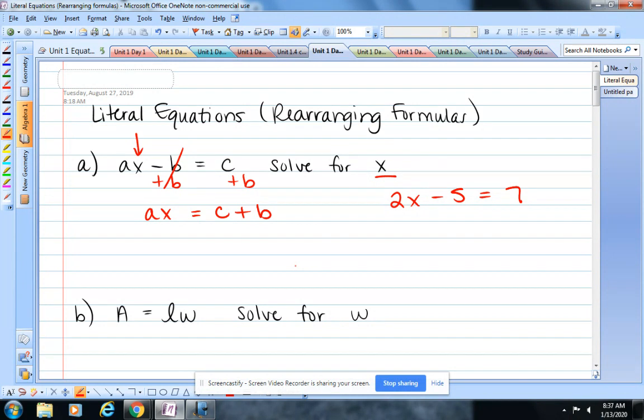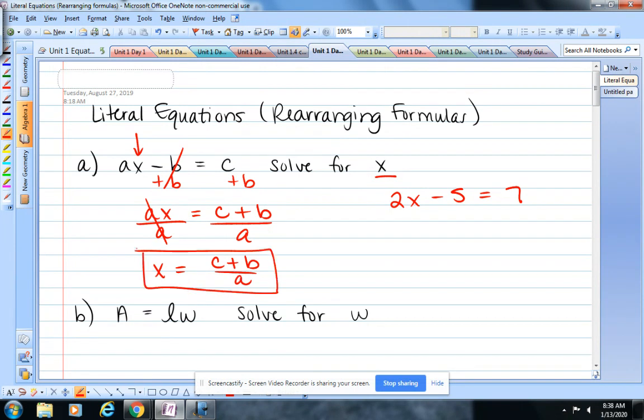Okay? Now what's with the X? It's being multiplied by A, isn't it? So how do we get rid of A? Divide by A. That's it. Divide by A on both sides. So A divided by A cancels out because that equals 1, right? And that leaves you with X by itself. So your final answer is X equals C plus B over A. That's it. So these answers are going to be ugly. It's not a cute little answer like X equals 2. Okay?